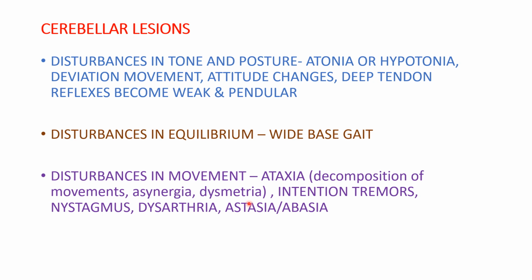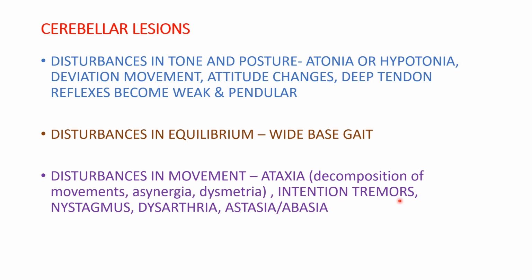Then dysmetria, that is, the movements are incorrect in range, direction and force. The movements can overshoot, that is hypermetria, or the movements can fall short of the distance, that is hypometria. So dysmetria can be hypometria or hypermetria. The person cannot reach the destination. The hand may be overshooting or undershooting.